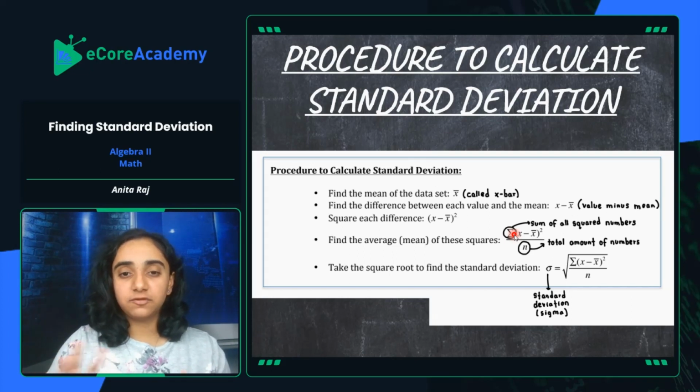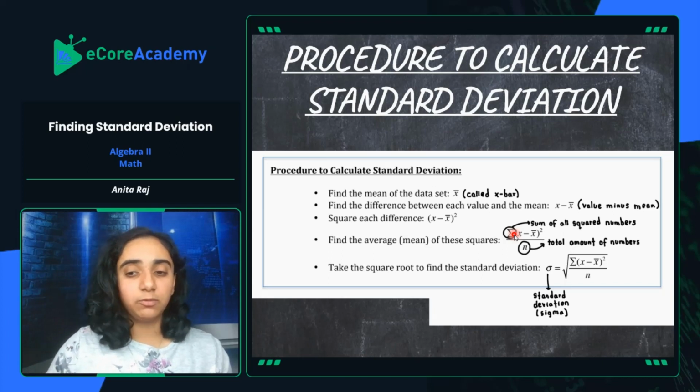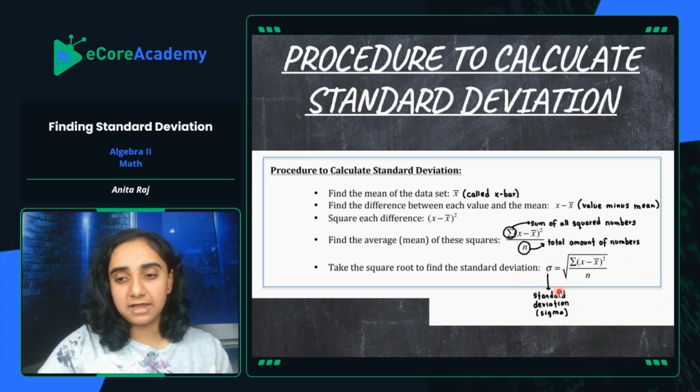Then, to finish it off, we're going to take the square root of the summation divided by the total number of numbers in the data set. So we're going to square root the average, and we'll use that to find the standard deviation. As you can see, that sigma has appeared again, the Greek letter we looked at on the last slide. Sigma, which represents the standard deviation, is equal to this notation that we just covered.